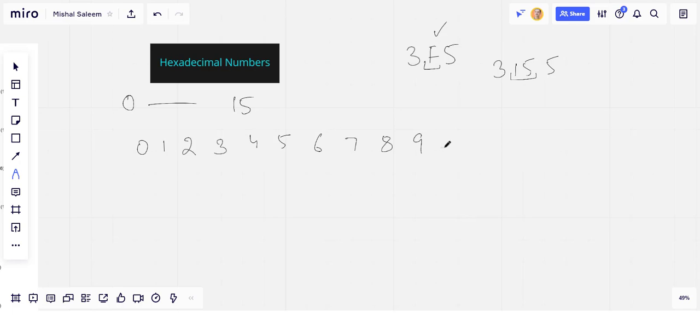After 9, then we have 10. So I'm going to just write small 10, and then instead of 10 I'm going to write capital A. Then for 11 we have B. For 12 we have C, 13 is D, 14 is E, and then 15 is F. So these are the 16 digits of hexadecimal number system. Base 16 number system also.